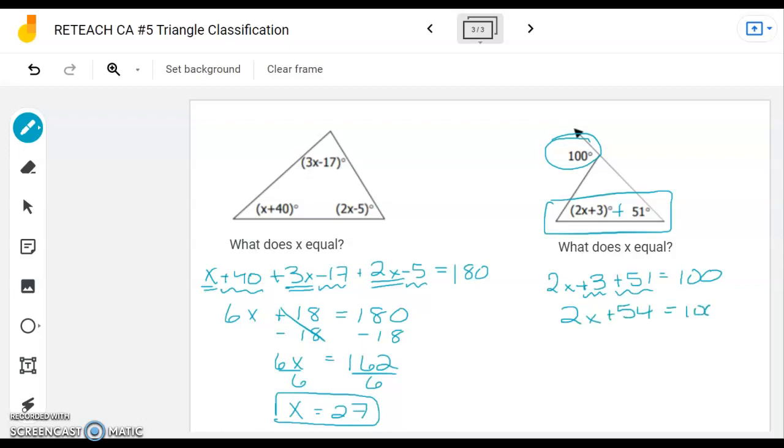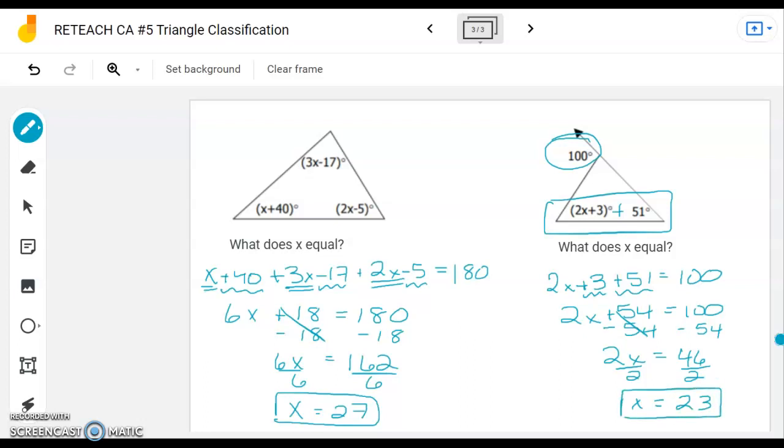That equals 100. And then I'm going to subtract 54. So I want to get that 2x term by itself, which I have. And 100 minus 54 is 46. And then I divide by 2. So x is going to equal 23.